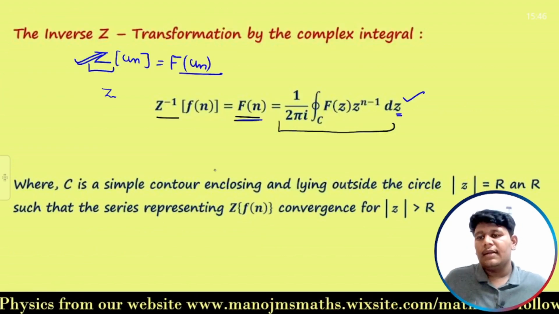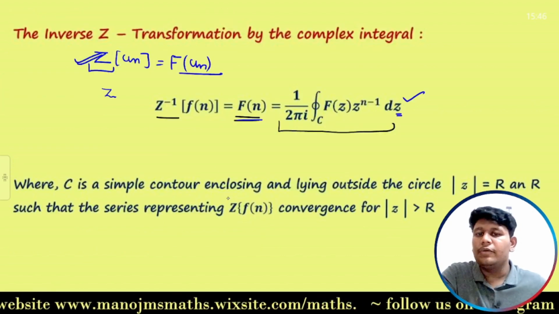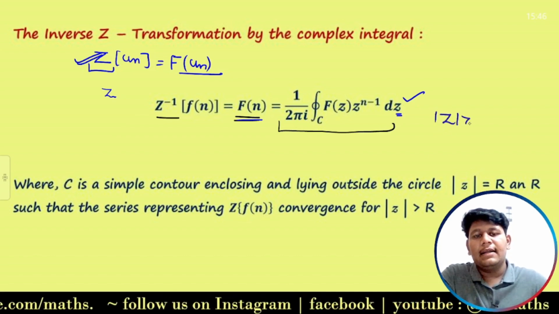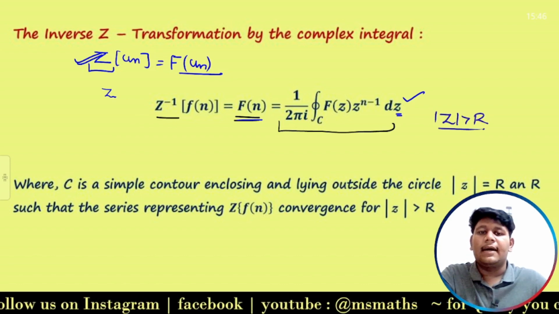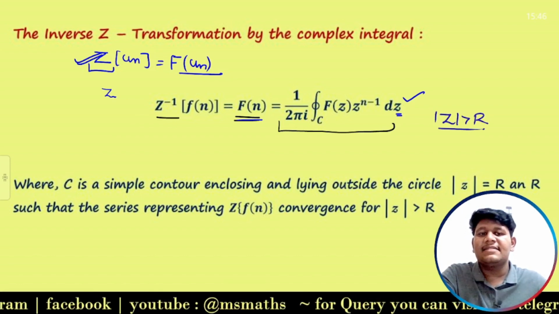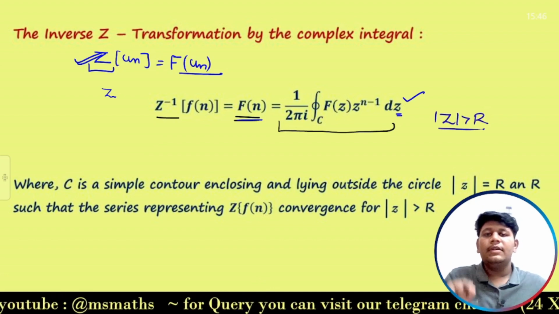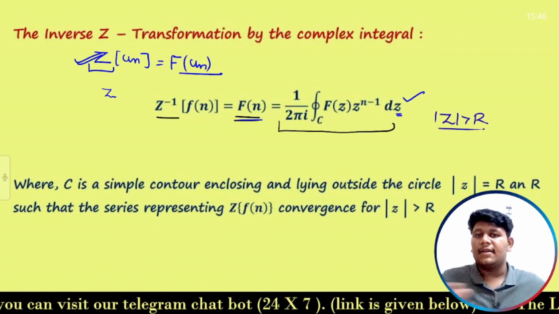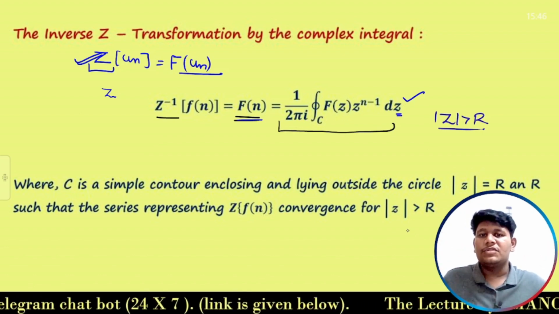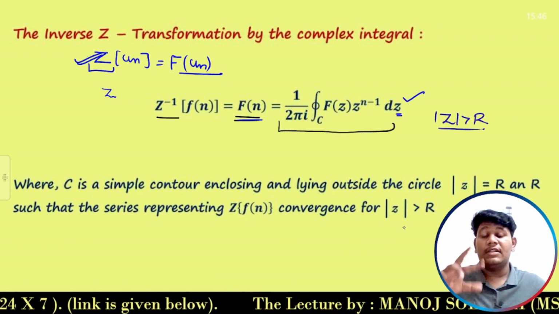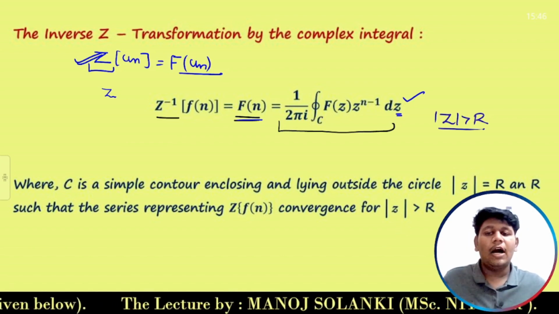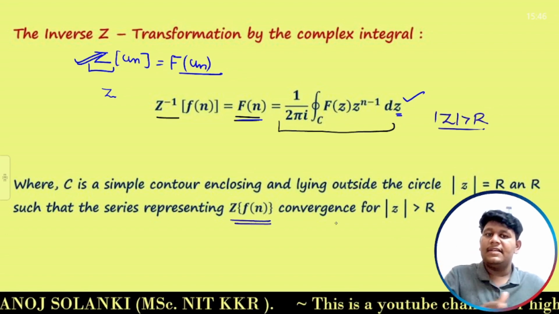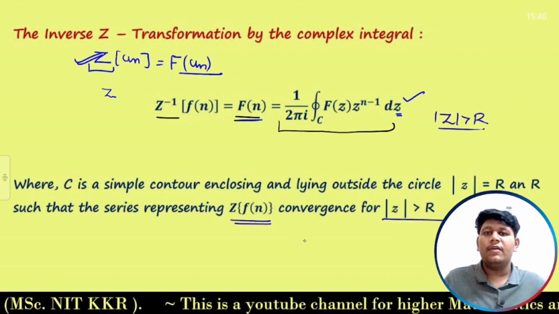Here C is a simple closed contour enclosing, and lying in between, all the singularities z_r, with the condition that mod z_r should be greater than R, the radius. Basically this is a circle, and the closed contour must be enclosed and lying outside the circle. All z greater than the radius lie outside, and the sequence u_n converges for this condition. There is a condition of convergence.